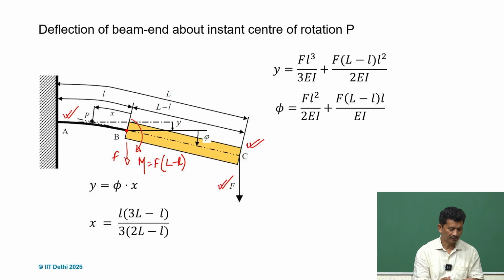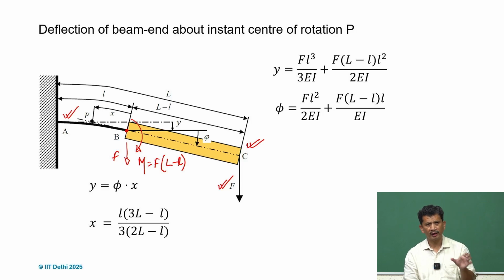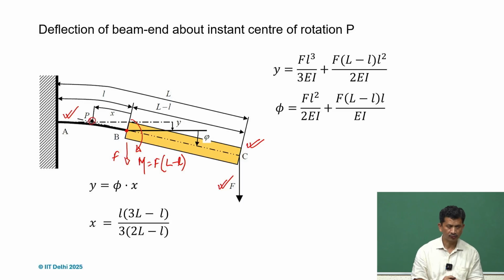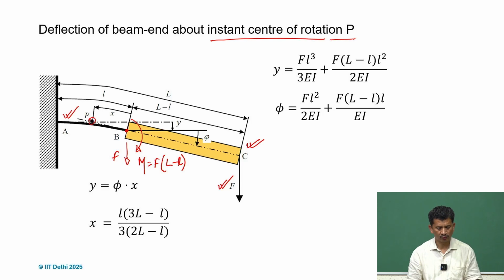So at section AB, which is the functional element here, the compliant part, what will be the deflections? We also realize that if a force is applied at C, the element BC will also rotate about a point P. There will be a center of rotation, what we call the instant center of rotation P. We'll try to calculate the location of P.